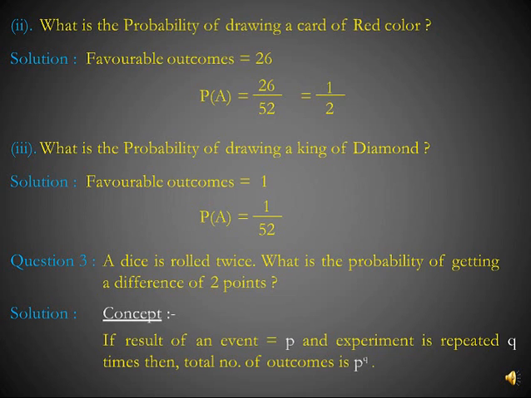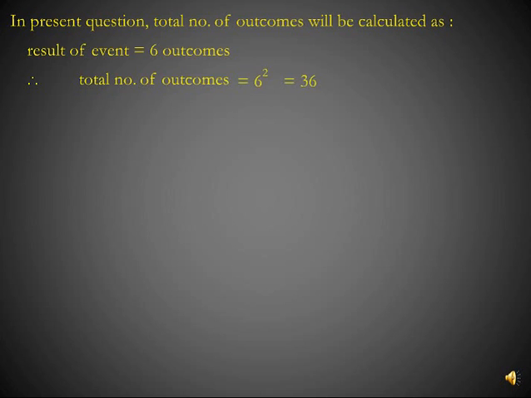But first we will have to learn a concept here. If result of an event is P and experiment is repeated Q times, then total number of outcomes is P to the power Q. In the present question, total number of outcomes will be calculated as result of an event is 6 outcomes because in a dice there are numbers from 1 to 6. As you all know, you must have played Ludo and you know there are 6 outcomes, 1, 2, 3, 4, 5 and 6. And here we are rolling it twice, so total number of outcomes will be 6 to the power 2, that is 36.